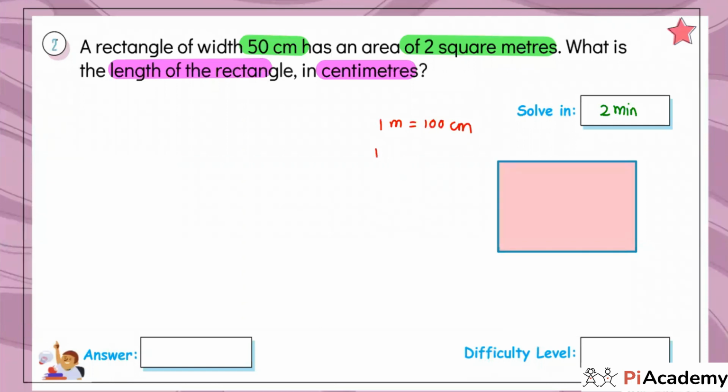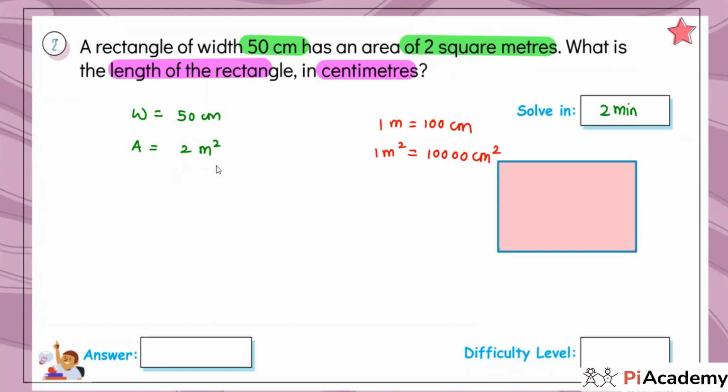And if I'm writing 1 meter square, then that is going to be 10,000 centimeters square, okay? Okay, time's up. Now, whatever answer you got, that is okay. Now look here, how we can do this question. The rectangle's width is given to us, and let's say width is equal to 50 centimeter, okay? And the area is given to you, and that area is 2 meters square.